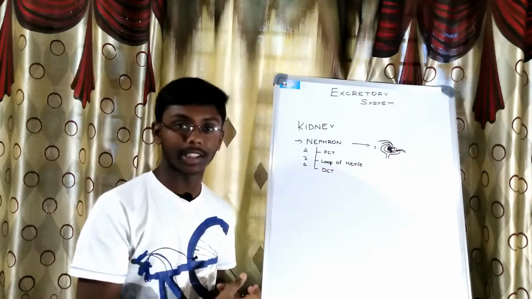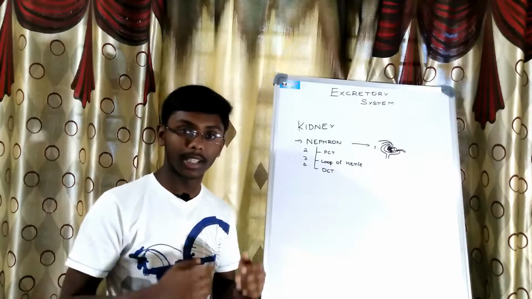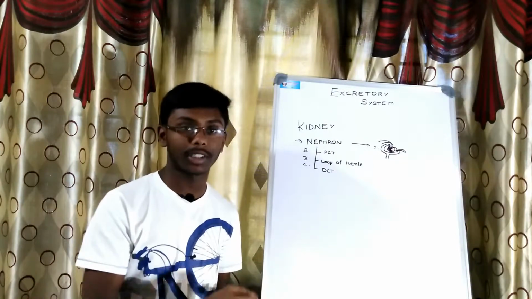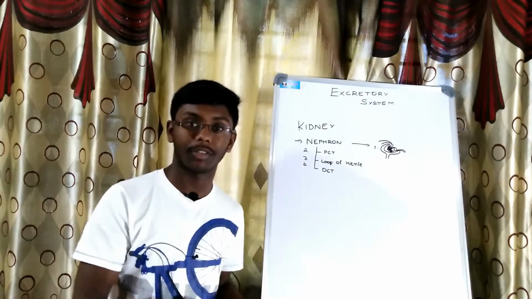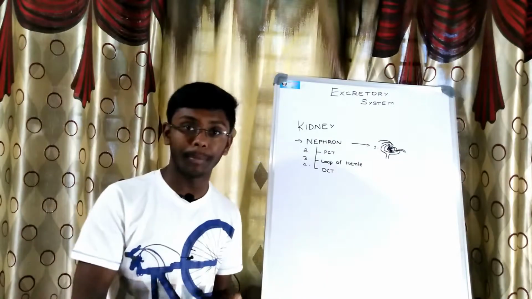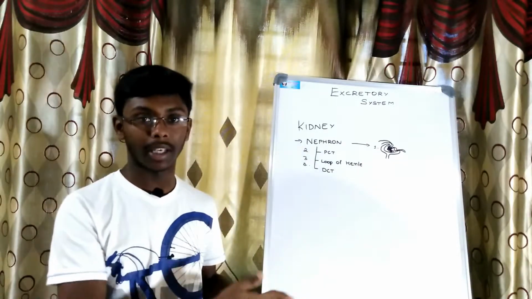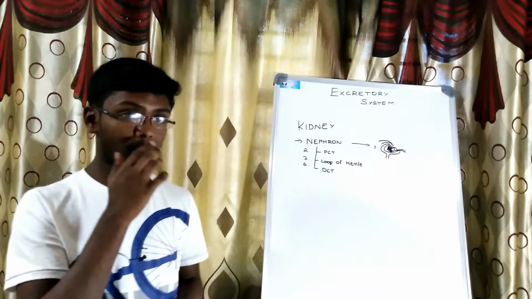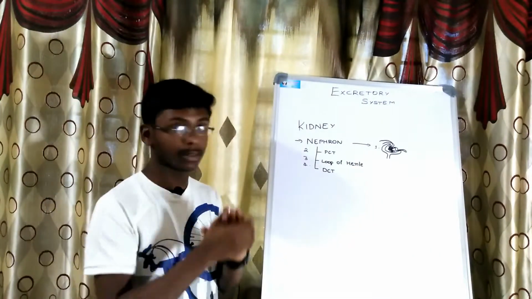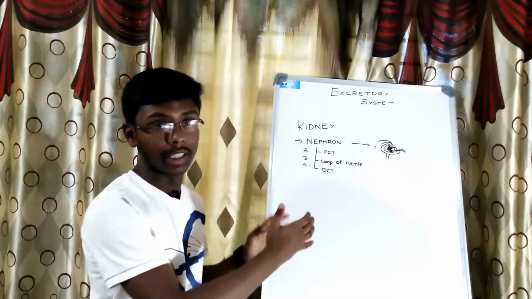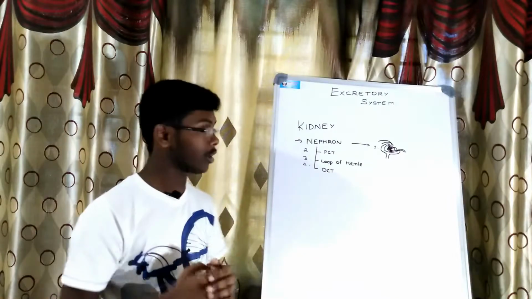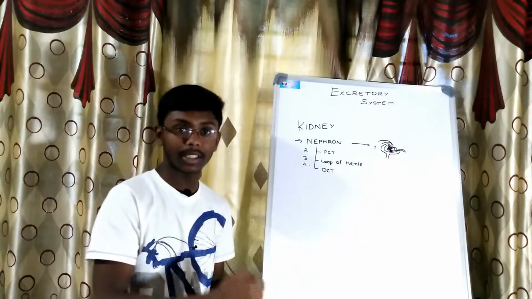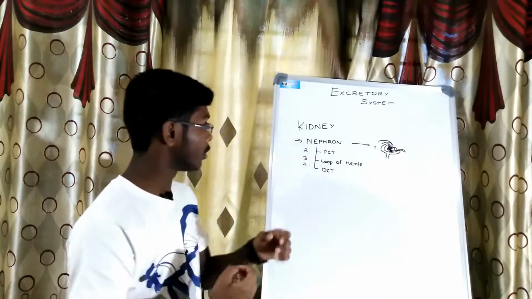So what is excretion? Excretion is the removal of chemical waste from our body, mainly nitrogenous waste, for example urea and other such things. The excretory system is mainly composed of kidneys. Kidneys are composed of nephrons. The nephron is the basic structural and functional unit of the kidney.